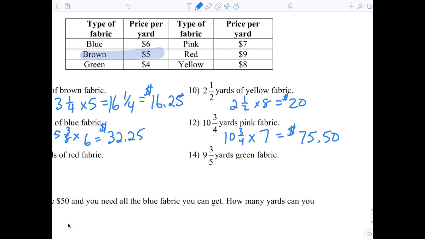Oh, so let's do it again. Everybody, 10 and 3/4 times 7, just for practice. Everybody's practicing, please. Is it 0.25? Yep. All right. Mine's still working. 75.25, is that what you're telling me?